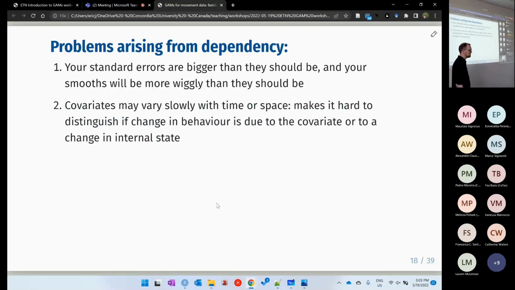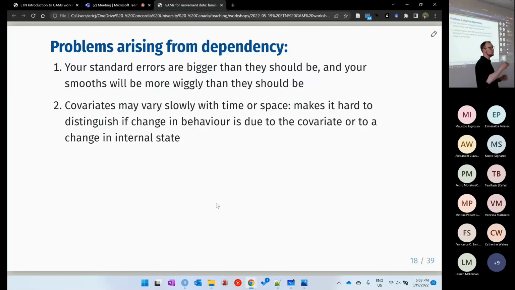The second one is that if your covariate varies very slowly, so say a fish is moving along a depth gradient, it's not changing depth quickly, or the temperature is not changing quickly, you could run into issues where you can't tell if the variation is due to the daily variation of the fish itself, or due to temperature affecting its behavior. And it's this issue of dependence, and it's this issue of collinearity.